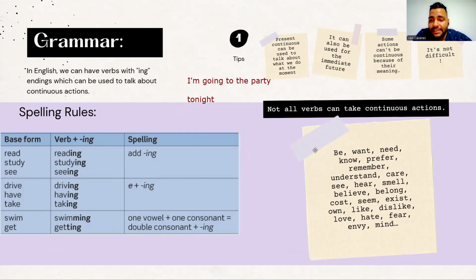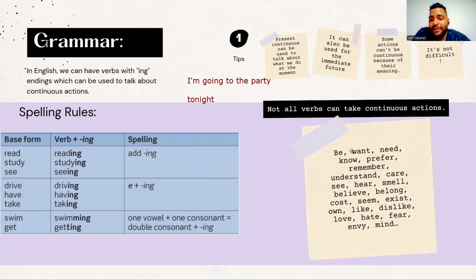Some examples of these verbs are verb to be, okay? Which means ser, solamente con el significado de ser, okay? Want, querer. You either want something or you don't want it, okay? You cannot say, I'm wanting to go. Estoy queriendo, no. You either want it or you don't want it, okay? Need, I need. You don't say, I'm needing. No, I need or I don't need it. Know, which means conocer, okay? O saber, saber. No decimos sabiendo, ni siquiera en español, ¿verdad? Estoy sabiendo, no. I know, yo sé o yo no sé.